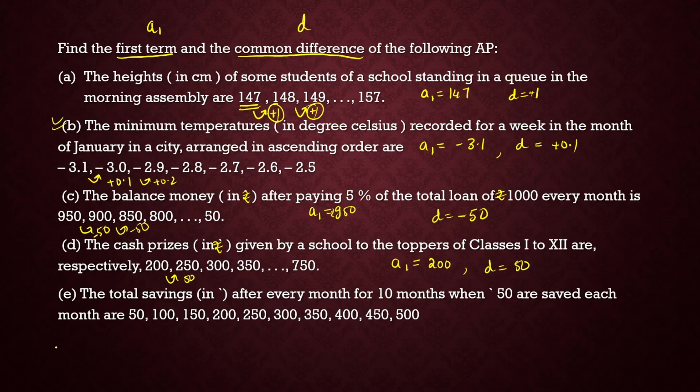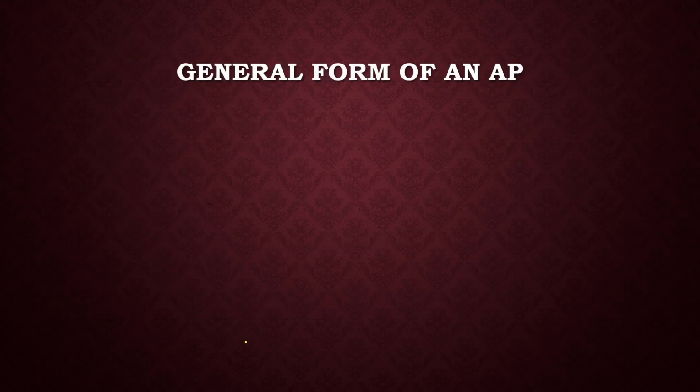Next question. The total savings in rupees after every month for 10 months, when rupees 50 are saved each month, are given. So they have given you the series. So find the first term and the common difference by yourself. It's very easy.